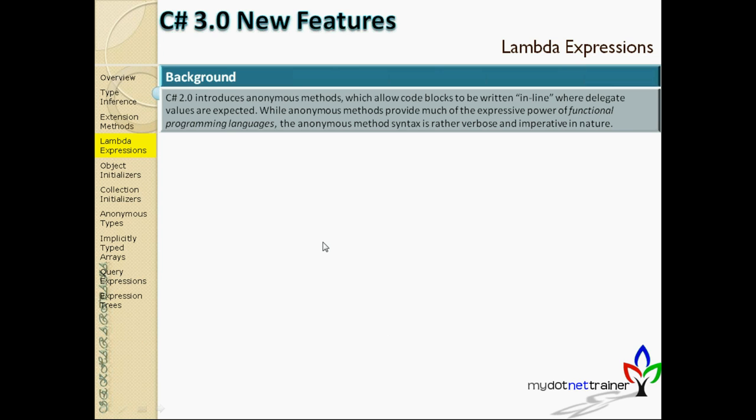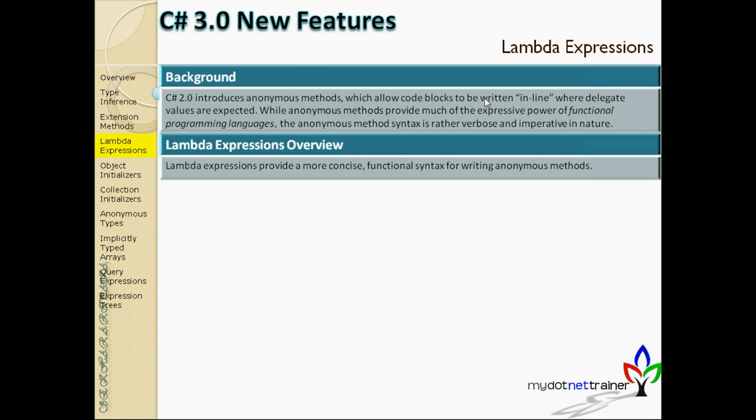Okay, so we have seen that 2.0 introduced anonymous methods, which allow code blocks to be written inline. So we did see how we can do anonymous methods. We'll see again today. We'll do a comparison between anonymous methods and Lambda expressions side by side. We were able to write inline functions without a name, just the parameters and the block as the body, and make use of the anonymous methods.